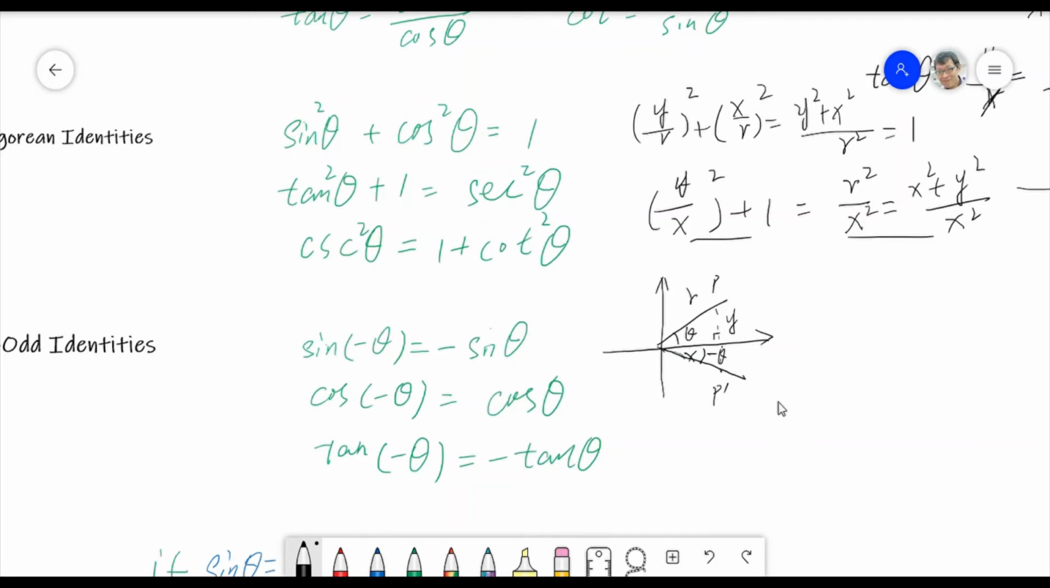Cosine is equal to what? X over r. Look at here. X will never change, it is always here. X over r will never change whenever your angle goes up and goes down. So definitely we prove this.